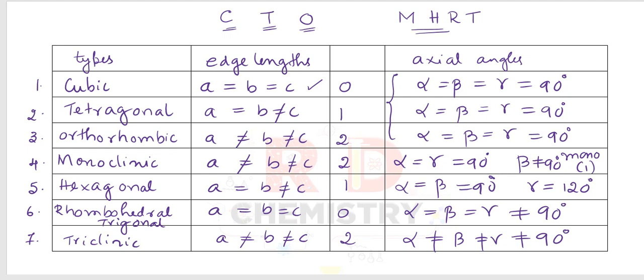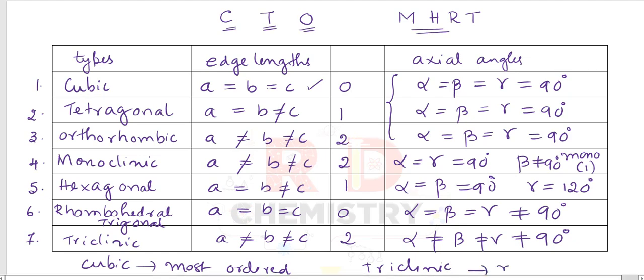Now see the entire list. Cubic is the most symmetric one. Remember, cubic is the most symmetric, or cubic is the most ordered one. And the triclinic, last one, is the most disordered one. Right? Clear?